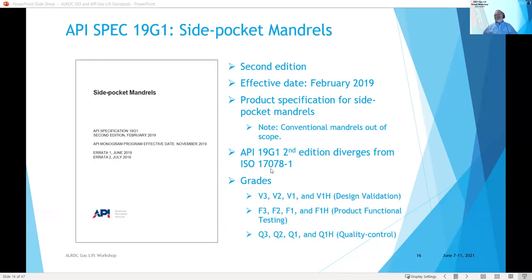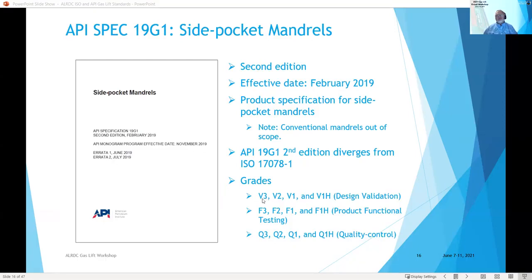The 1st edition of 19G1 was a co-branded document with ISO 17078-1. The 2nd edition diverges from 17078-1, and therefore the ISO document is outdated and does not include the corrections and refinements that this particular document includes. The hope is that either ISO will adopt 19G1 second edition, or they will cancel the 17078-1 document.